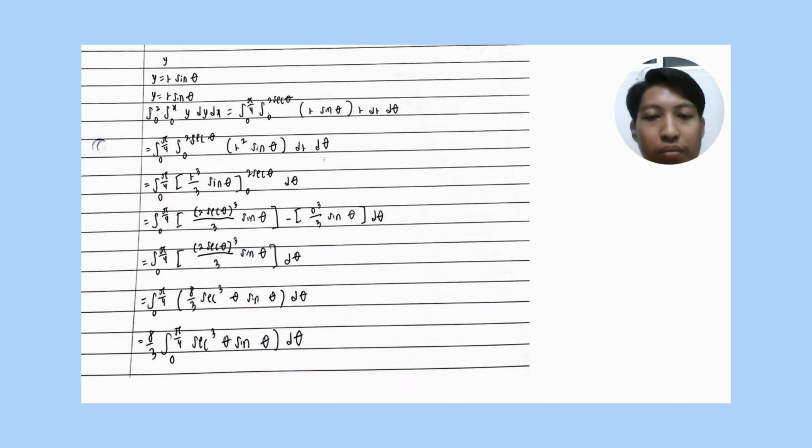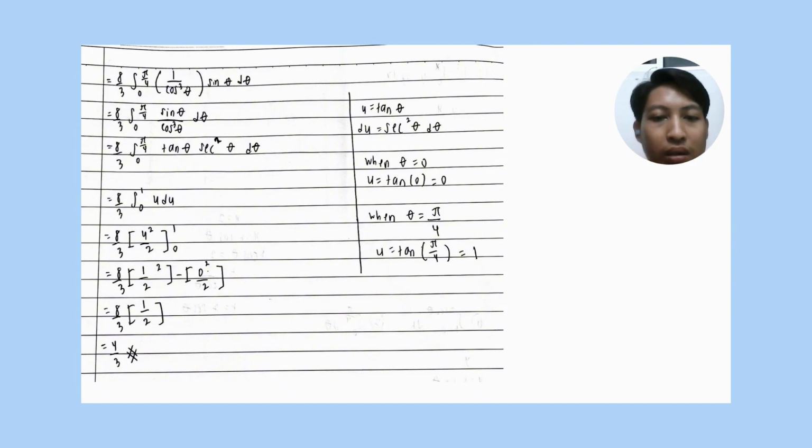Now, we perform the inner integration with respect to r. Integrating r squared gives r to the power of 3 over 3. Evaluating this from 0 to 2 secant theta, we substitute the upper limit to get (2 secant theta) to the power of 3 over 3 sin theta. Simplifying this expression allows us to pull out the constant, leaving us with 8 over 3 times the integral from 0 to pi over 4 of secant to the power of 3 theta sin theta d theta.